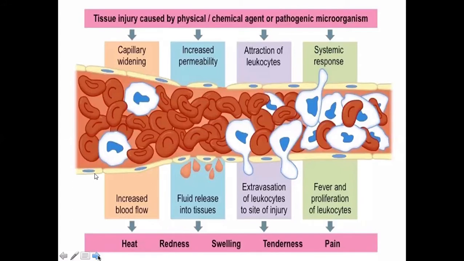Okay? So as you can see, no? These are what we call the cardinal signs of inflammation. Cardinal signs of inflammation includes heat, the calor, redness, no? as well as the redness, and swelling is the tumor. We have the tenderness and pain. So as you can see here, mayroong swelling. So may swelling because may inflammation man. So the inflammation and the edema in the inflammation is due to increased permeability. Then a fluid release into the tissue. Kaya mayroon kang edema or swelling in the inflammation.